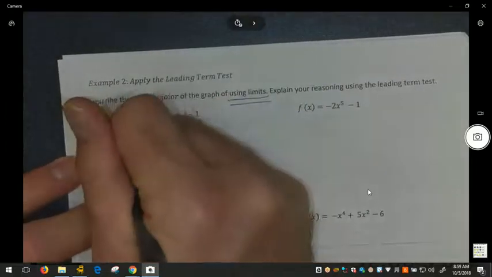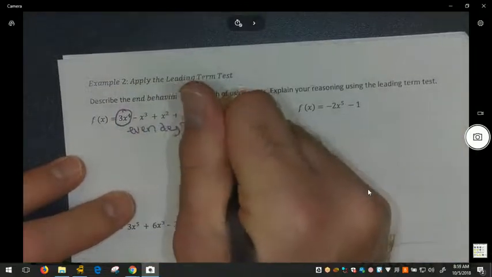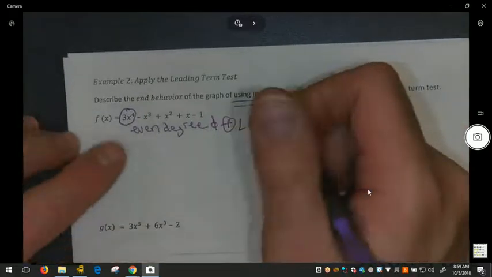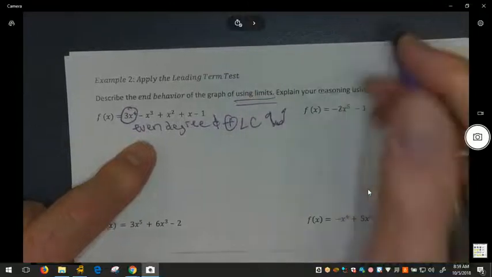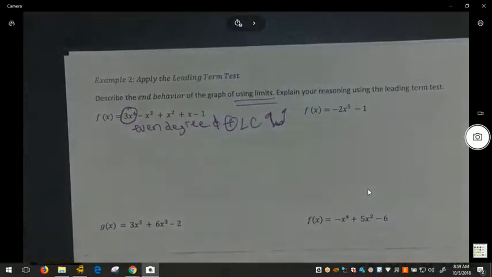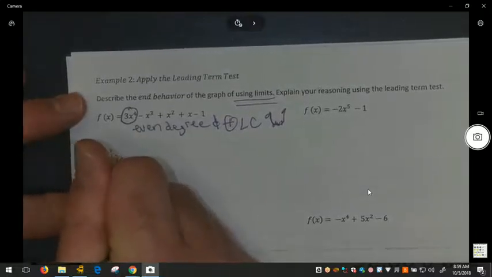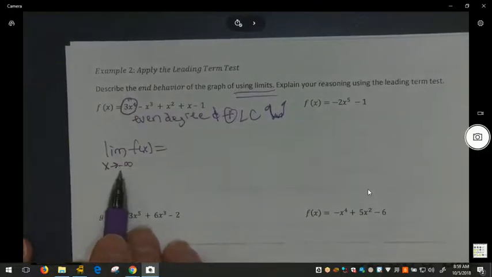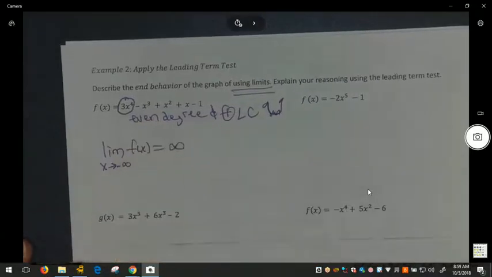This is in standard form, so the leading term is 3x to the fourth. It's an even degree, this is my explanation, and a positive lead coefficient. Because it's an even degree and positive lead coefficient, I'm treating that like a parabola that opens up. I don't care what happens in the middle, the two ends open up together. So my description would be: limit as x goes to the left infinitely of f of x. We're saying as we go to the left infinitely, what happens to the height? Well, it's going up infinitely.